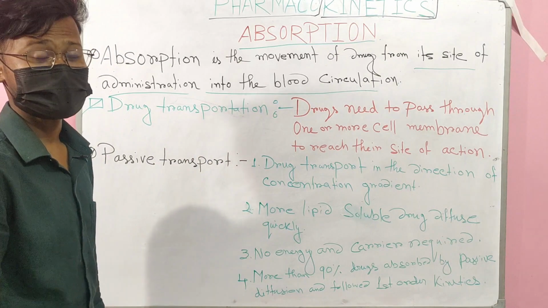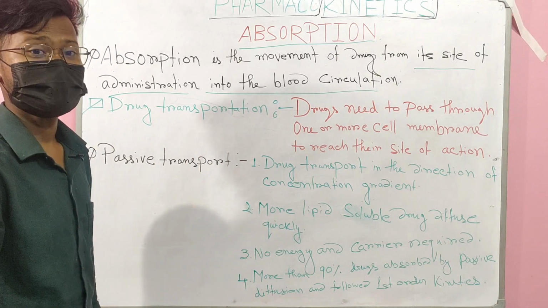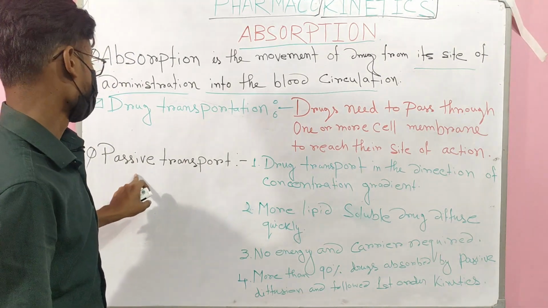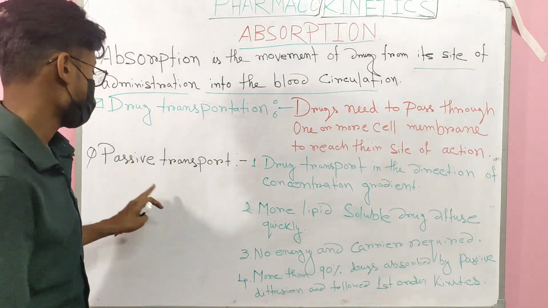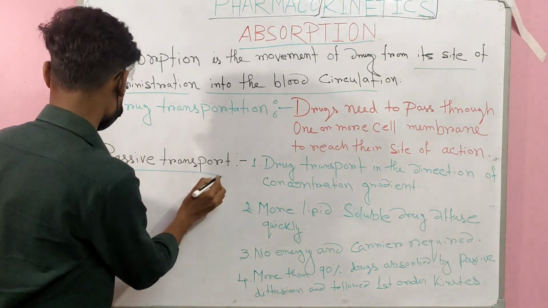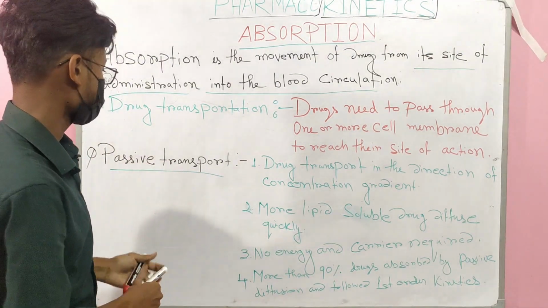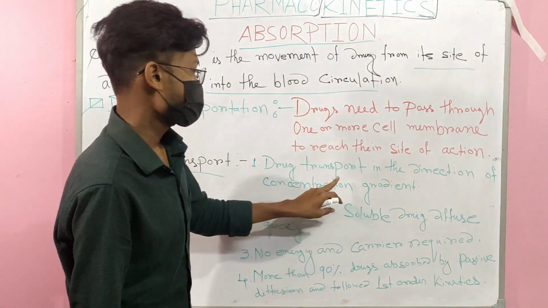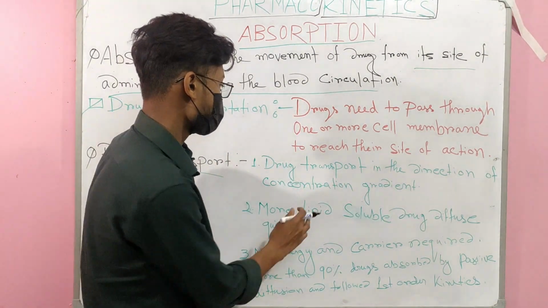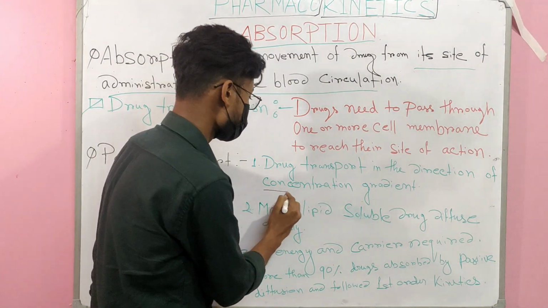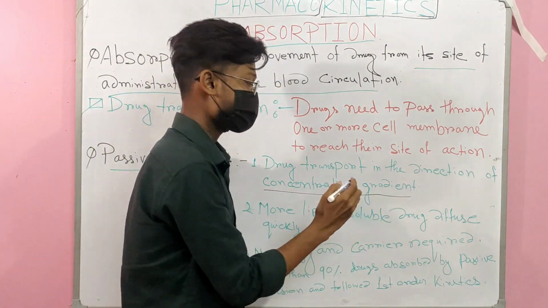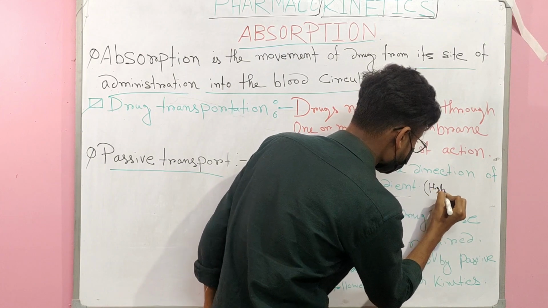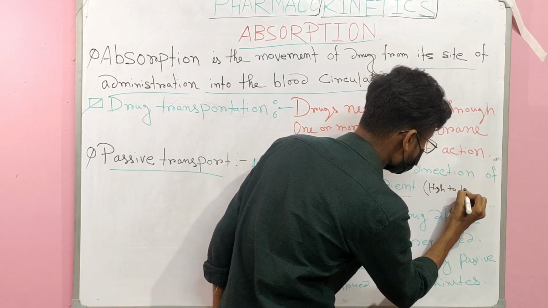Drug transportation is classified into various types of transport. The first one is passive transport. So what is passive transport? Drug transport in the direction of concentration gradient. Concentration gradient means high concentration to low concentration.